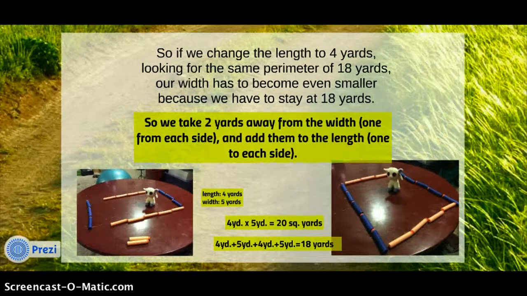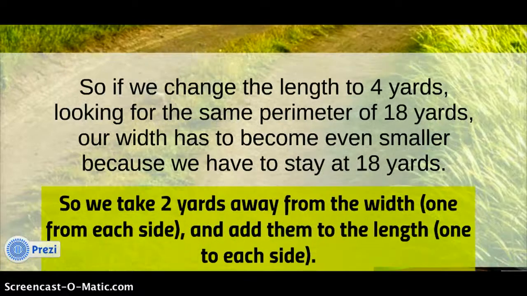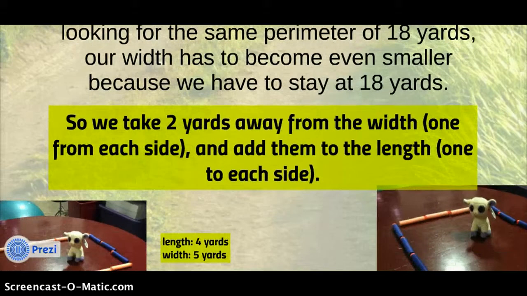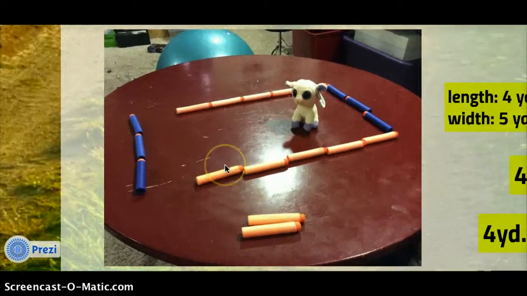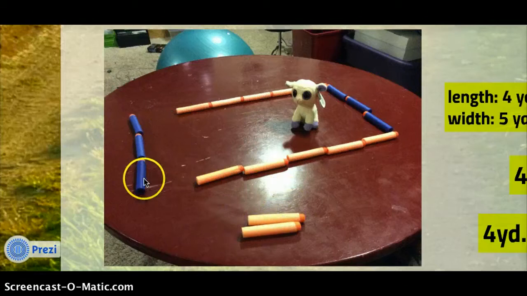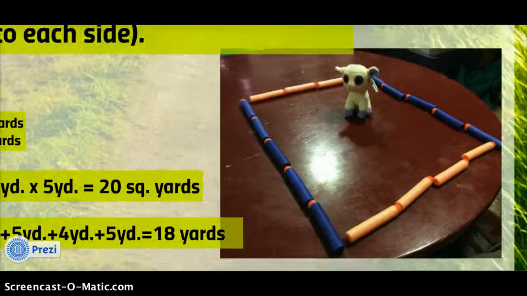So again, we can go up one more. So if we change the length to 4 yards, looking for that same perimeter once again, so our width has to become smaller. So we're going to take the 2 yards away from one width, 1 from each side, and add 1 to the length for each side. So here we took away the orange ones, and we're going to add a blue one. So it looks like this. Look how big that fence is. All kinds of running room.